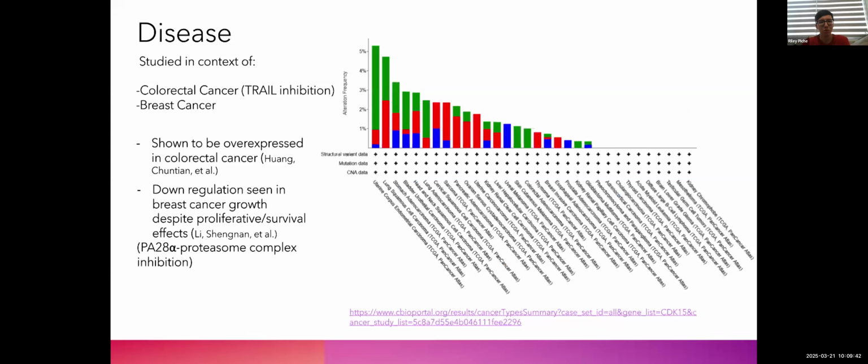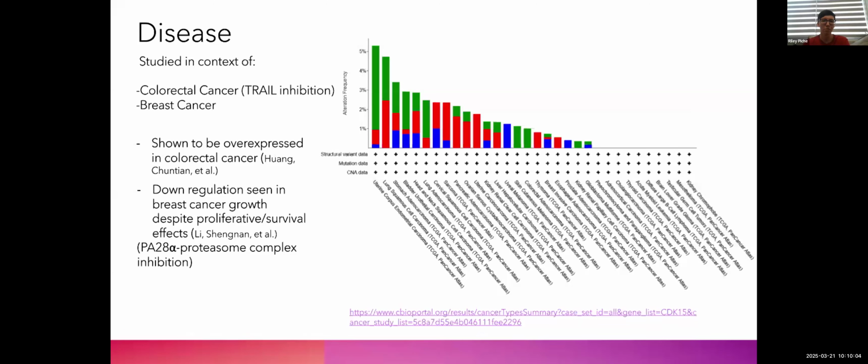So CDK15 has been mostly studied in the context of colorectal cancer and breast cancer. If you type in CDK15 in the University of Alberta's library search engine or in Google Scholar, that's pretty much all that'll come up. Despite that, though, it hasn't been shown to be involved in very many cancers, the most being 5% in uterine carcinomas.